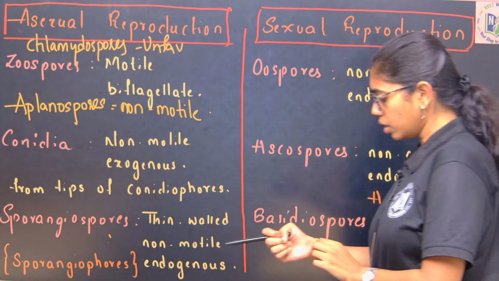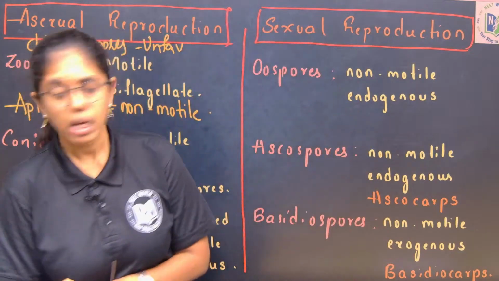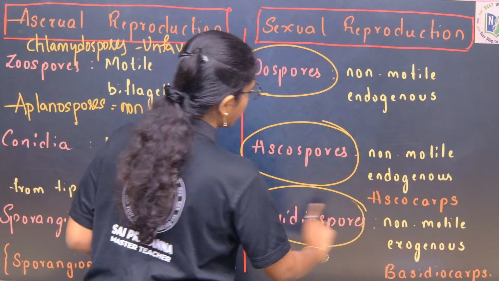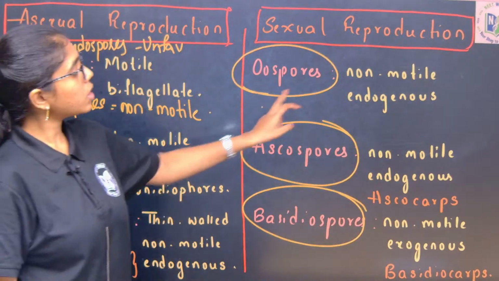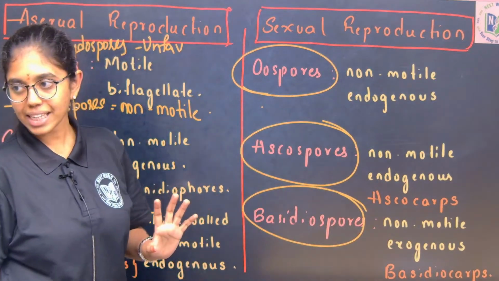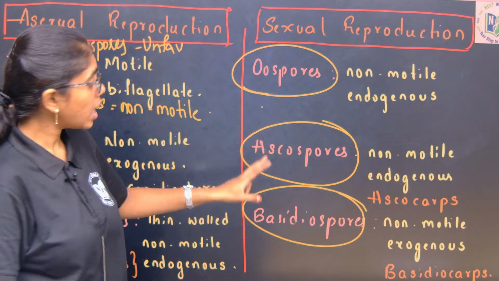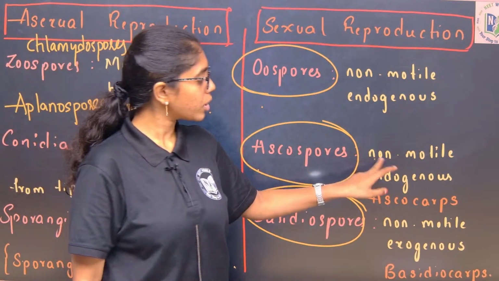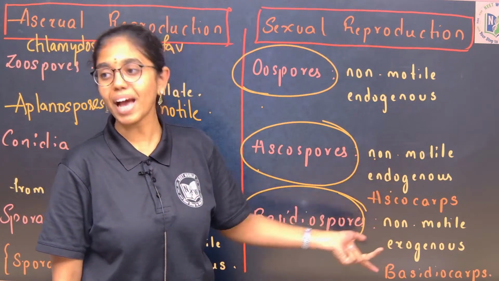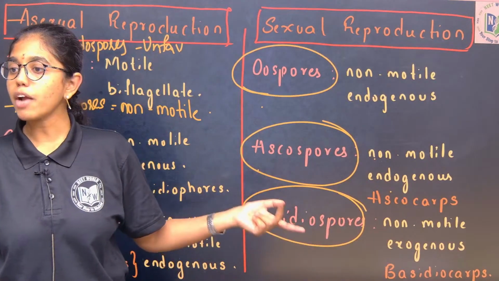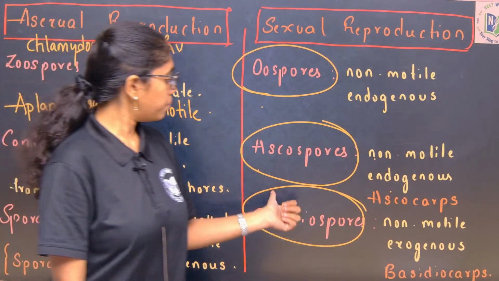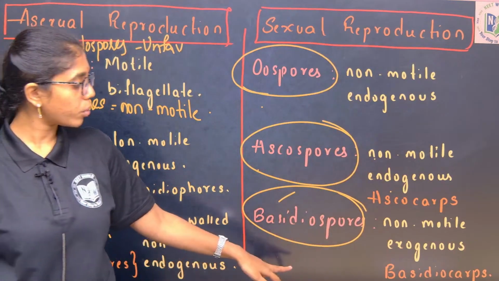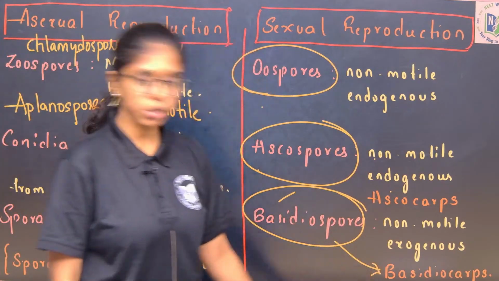Then about sexual reproduction. Sexual reproduction is through what? Sexual spores. Sexual spores like oospores, ascospores, basidiospores. Oospores are non-motile and endogenously released, observed in Phycomycetes. Ascospores in the class Ascomycetes, wherein these are non-motile endogenously produced from ascocarps. Ascocarps are fruiting bodies over here. And then basidiospores, these are non-motile exogenously released spores from the fruiting bodies basidiocarps.